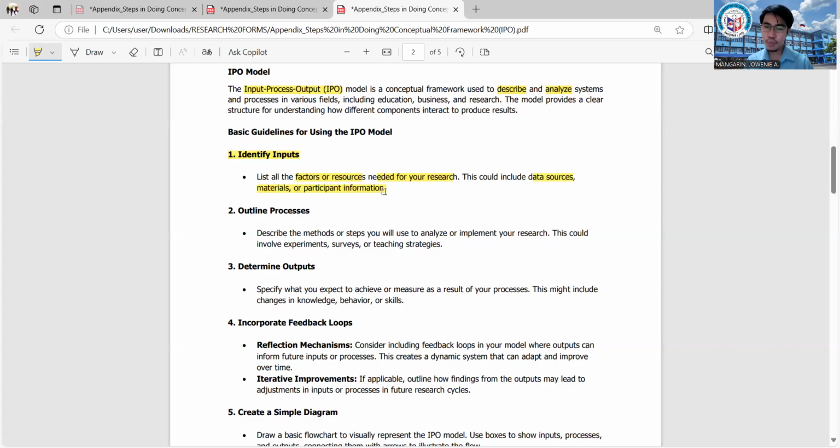If that's so, yung first two questions na meron ka sa statement of the problem mo will be put on your input. At ano yun? Number one, demographic profile of the respondents in terms of age, sex, and length of service. Number two, different factors that affect the motivation of the students.